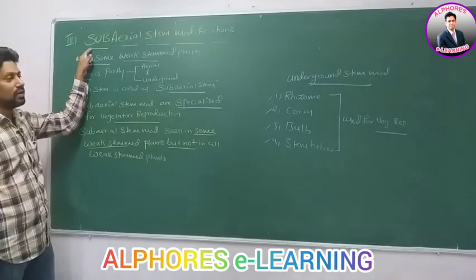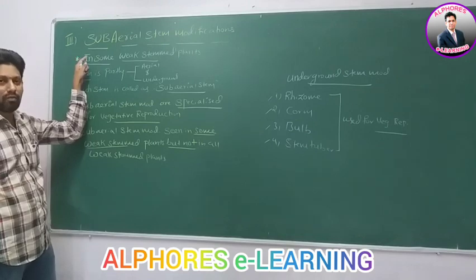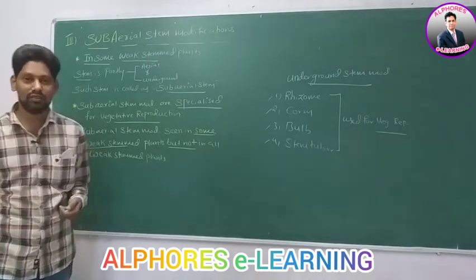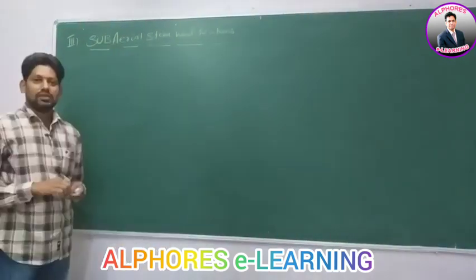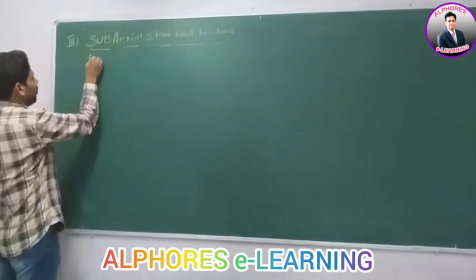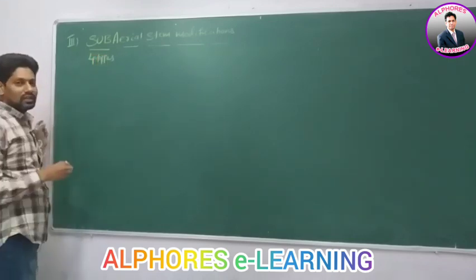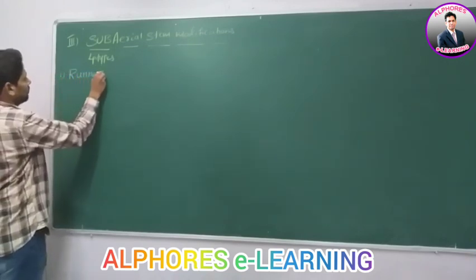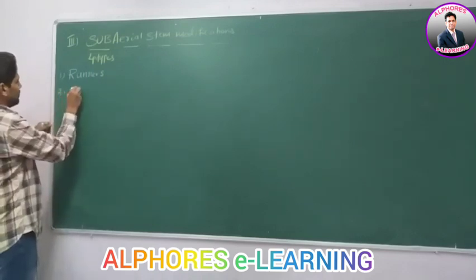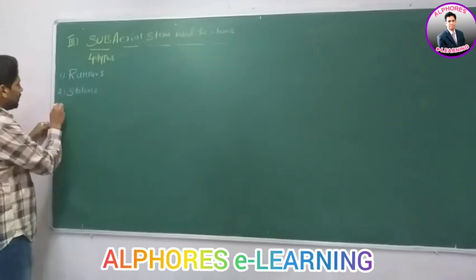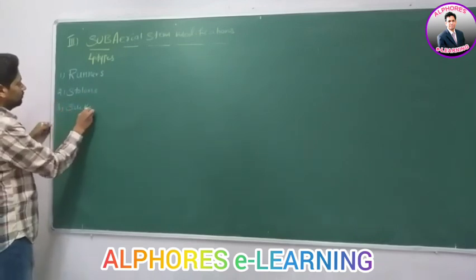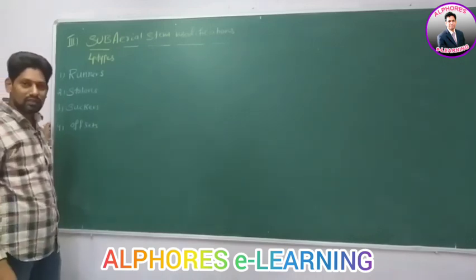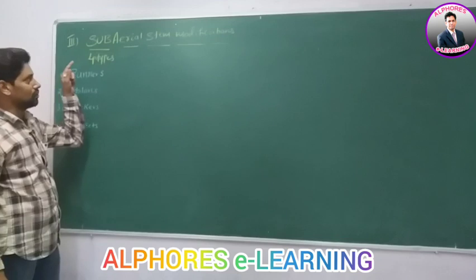We are discussing subaerial stem modifications. Subaerial stem modifications are of how many types? Four types. What are these four types? Number one, runners. Number two, stolons. Number three, suckers. Number four, offsets. Runners, stolons, suckers, offsets. These are the four types of subaerial stem modifications.